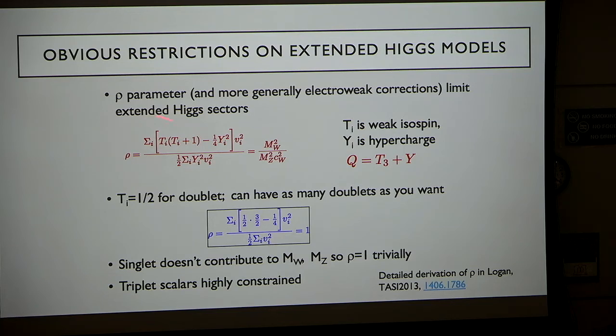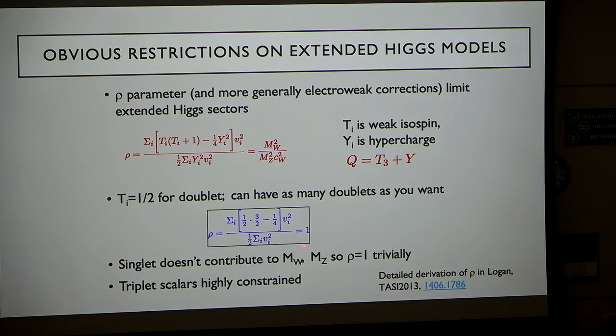So this is a very powerful formula here because this tells us what the rho parameter is in various scalar sectors. So let's think about an SU(2) doublet. That's the standard model. For an SU(2) doublet, Y is 1. So you can write Q equals T3 plus Y. That tells you Y is, let's see, is that right? Y is 1.